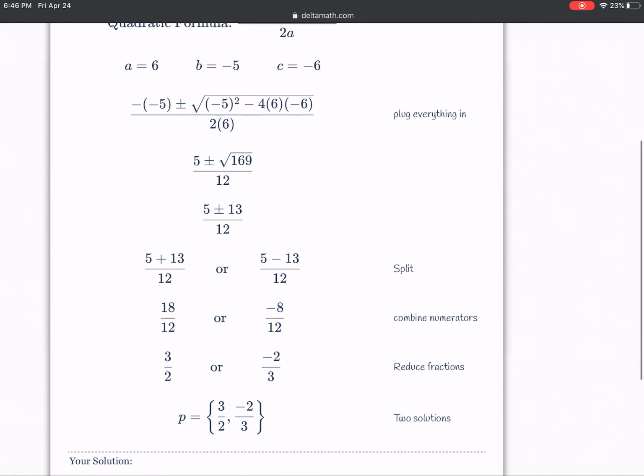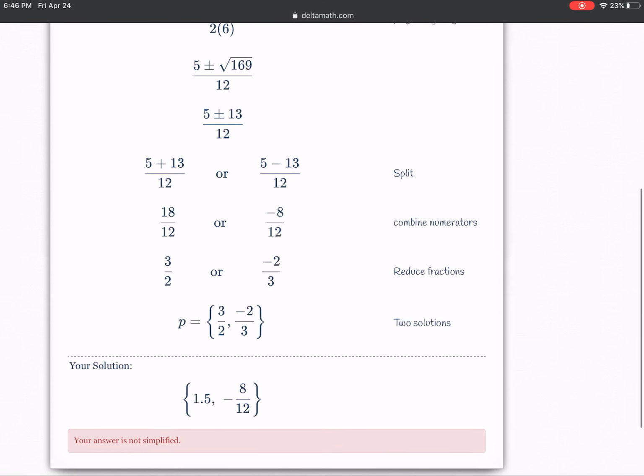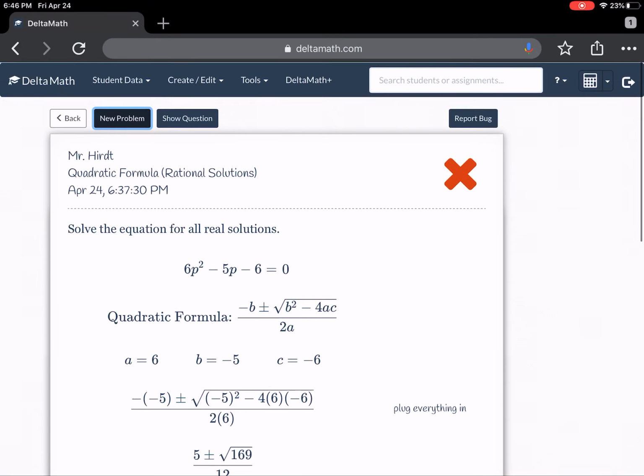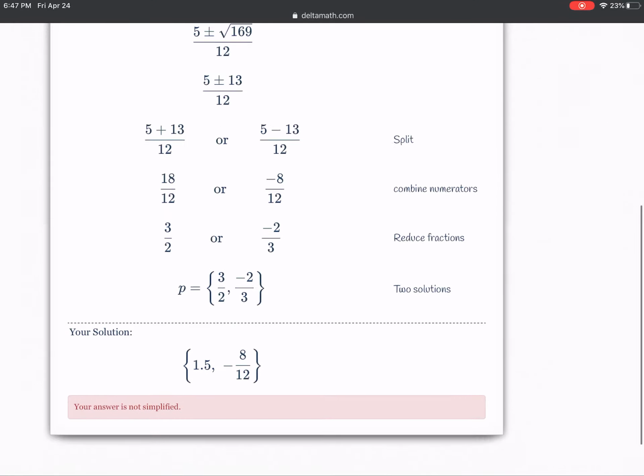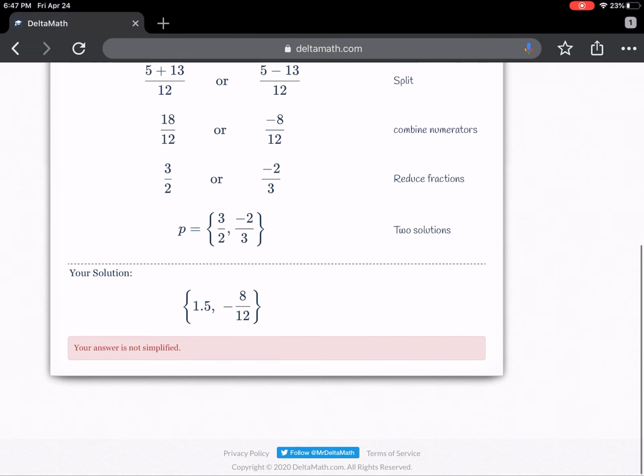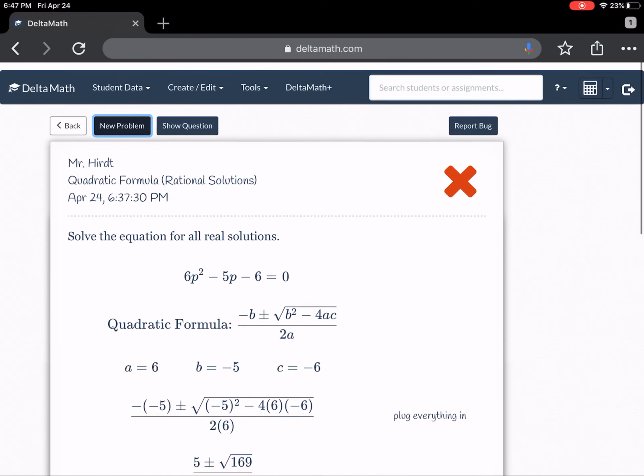It says I am wrong. Well, why am I wrong? You'll notice here that I got the right answer, but they're saying that I did not simplify my fractions. So they wanted my 1.5 to be a 3 over 2. They wanted my negative 8 over 12 to be a negative 2 over 3. So you're going to have to simplify. It even goes ahead and tells me my answer is not simplified.